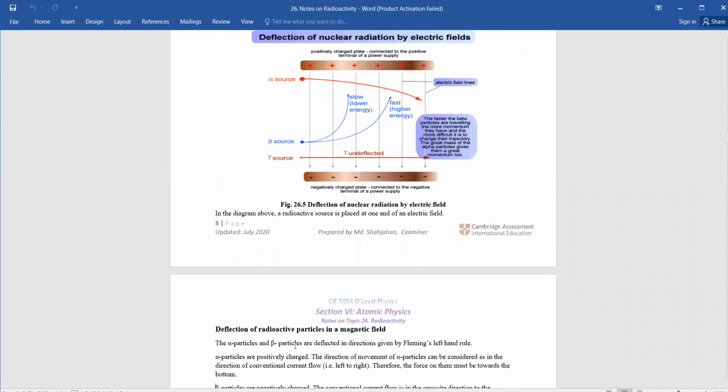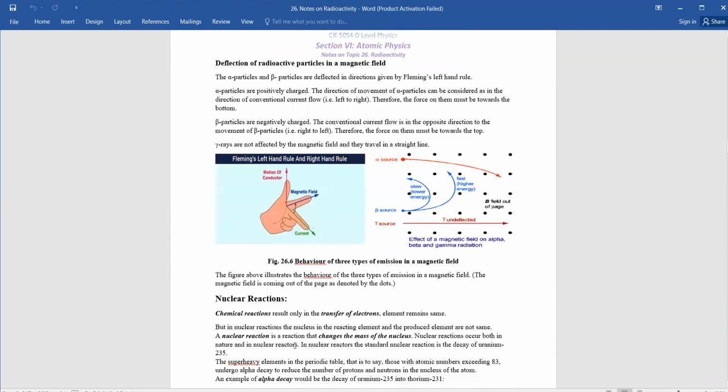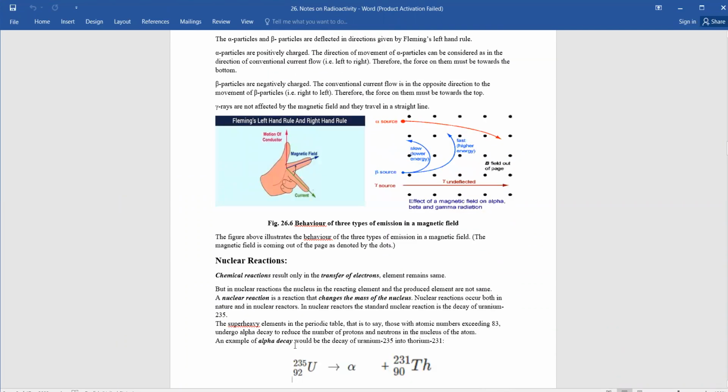Look, sir, the magnetic field. Yes, here alpha is going down and beta is going up. Therefore the force of them must be towards the top. Okay, let him say. After he is over, then I will explain.